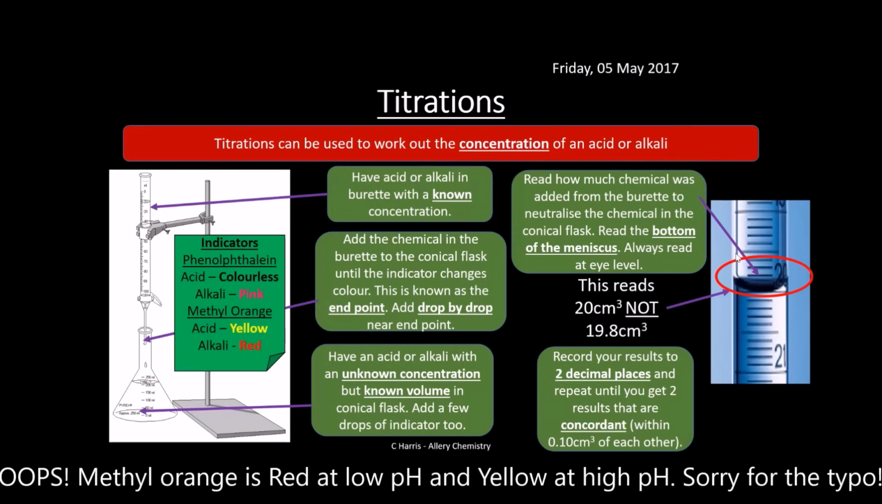Okay, indicators you could use. You can use phenolphthalein. In acid, it's colourless and it turns pink in an alkali. Or you could use methyl orange. It's yellow in acid and red in alkali.